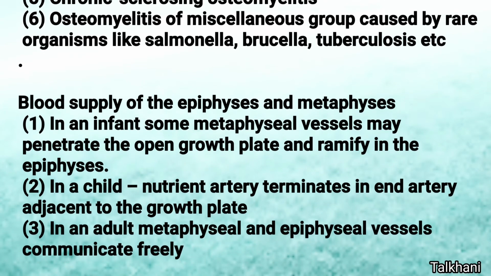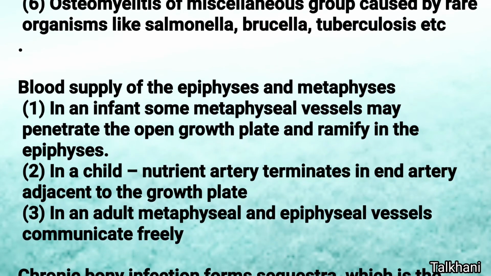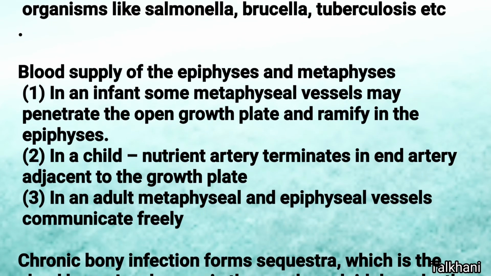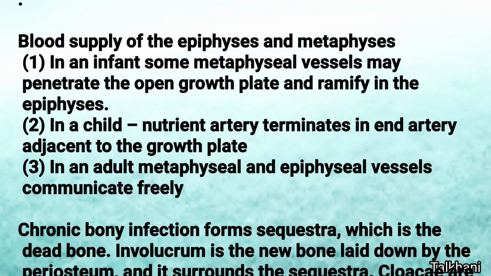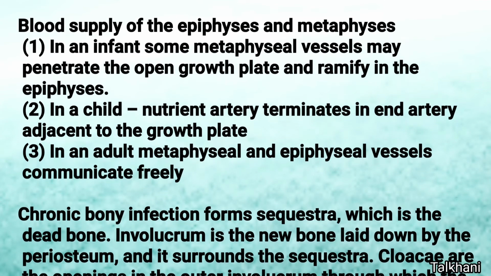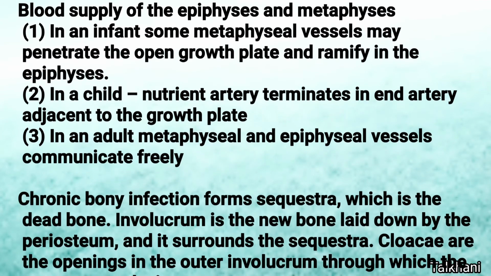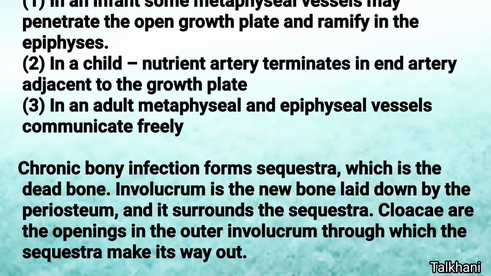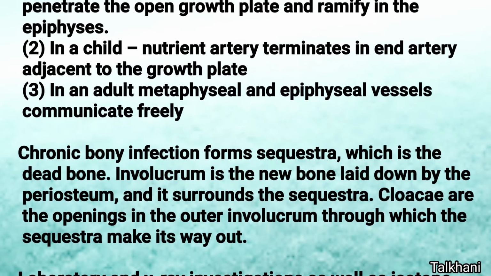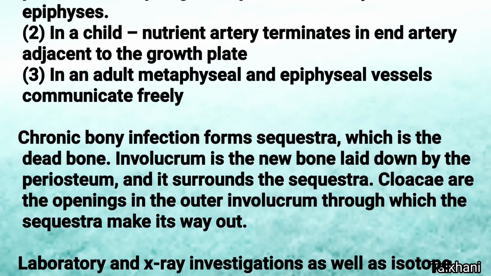Chronic bony infectious process forms sequestra, which is the dead bone. Involucrum is the new bone laid down by the periosteum and surrounds the sequestra. Cloacae are the openings in the outer involucrum through which the sequestra makes its way out. Laboratory and X-ray investigations as well as isotope bone scan are helpful.